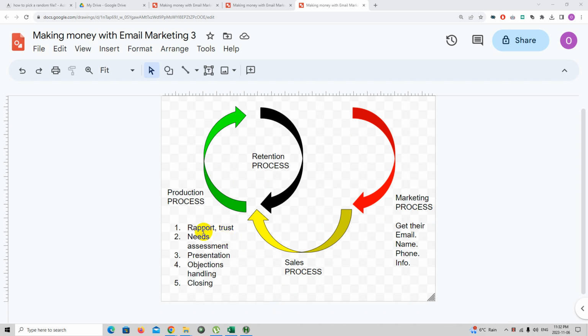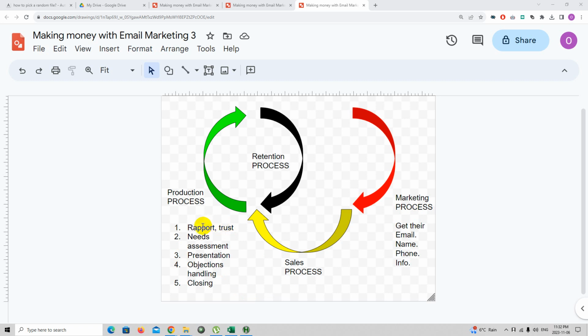So the first step is that you've got to build rapport. You've got to build trust with your prospect. And the reason why it's important is that in the following step, you're going to ask them for their needs. And people usually don't tell you what they really need unless they trust you.